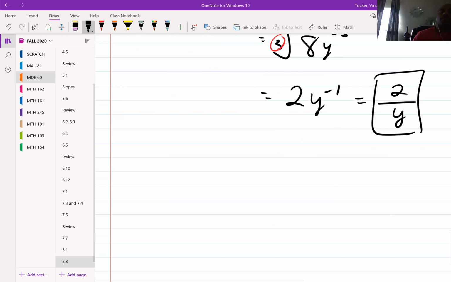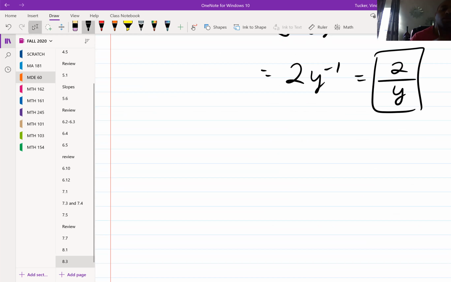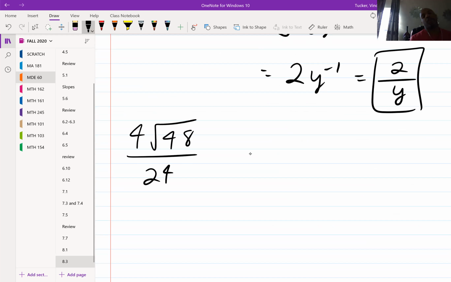All right, let's look at another one. Try to cover multiple scenarios that you may see in your homework. All right, so what we have here is 4 times the square root of 48 over 24. This 4, I could say just 4, but this 24 mainly can simplify with what's going on with the 4. It cannot deal with anything under that radical. So just making sure we're clear, there's not anything under this radical that can affect this 24 until it comes outside the radical.